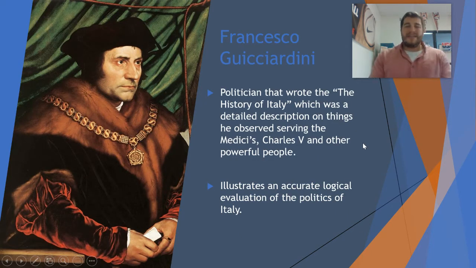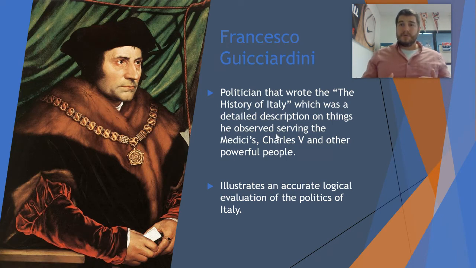Same for this guy. This isn't super important, but again, recognizing the name, it's really easy with the I at the end. This is a politician that wrote the history of Italy. So using, think about it, one of those humanities, history and literature, he's going to describe an accurate depiction, at least in his eyes, of what he sees happening in Italy.